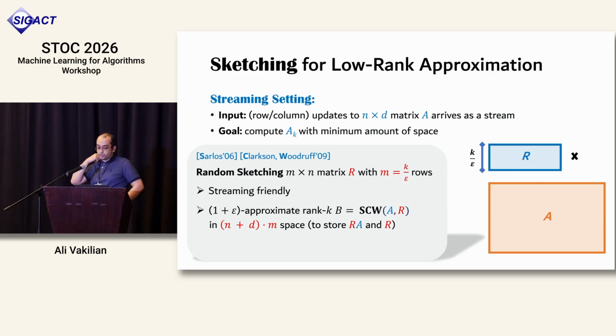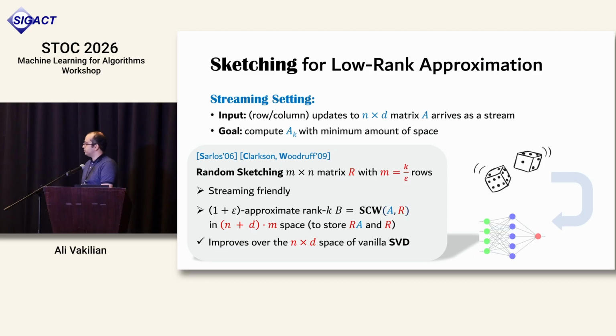But the main part is that now to compute the 1 plus epsilon approximate rank K matrix B, you can run their algorithm, and they only need to keep track of R times A, which now only requires n plus d times m rather than n times d. So it basically improves over the n times d of the vanilla SVD. And the same phenomenon holds for the running time also. Okay. So this is pretty good. Even just using this randomness, we can improve the space complexity and running time a lot.